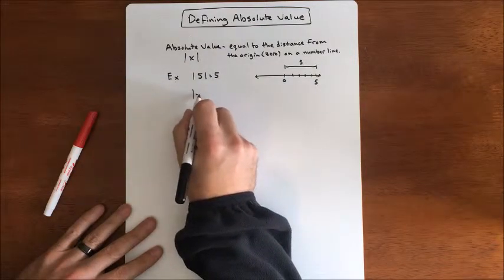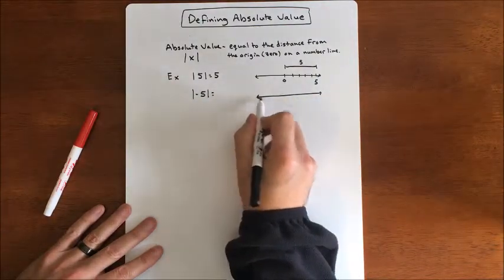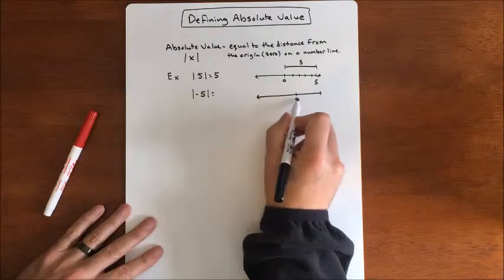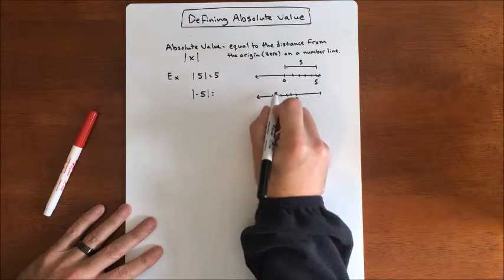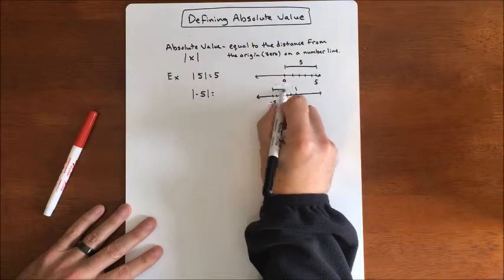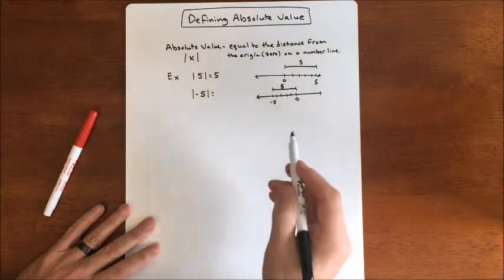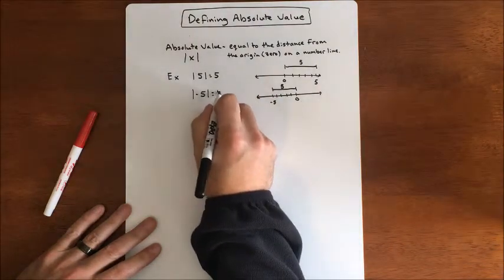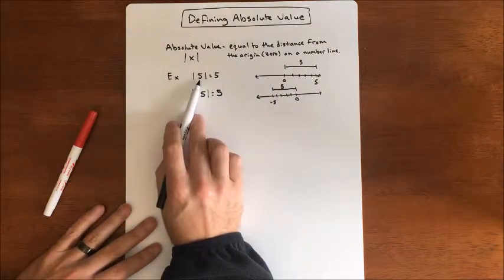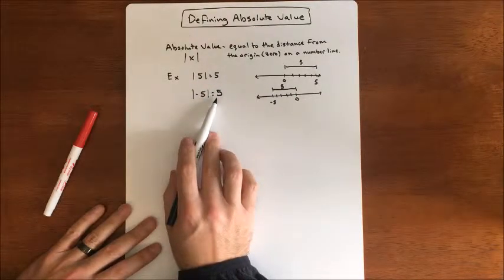So then what would be the absolute value of negative 5? Exact same concept. We're going to go from 0, 1, 2, 3, 4, 5. So that would be negative 5. So what is the distance from here to here? Also, we're talking about a distance, so the direction does not matter. So the distance from negative 5 to 0 is 5. So notice that the absolute value of 5 stays as a positive 5, but the absolute value of negative 5 turns into a positive 5 because it's a distance. So everything will become positive.